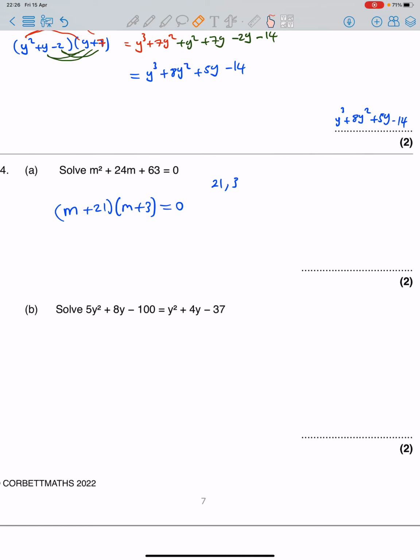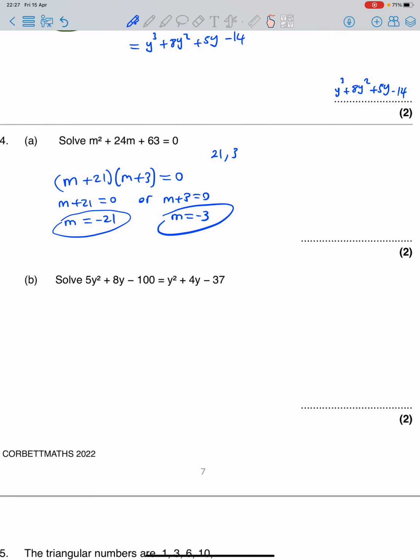So you've got two things multiplying to give you 0, which means one of them must be 0. So m plus 21 equals 0, or m plus 3 equals 0. So m equals minus 21 or m equals minus 3. So we've got two answers for that question.